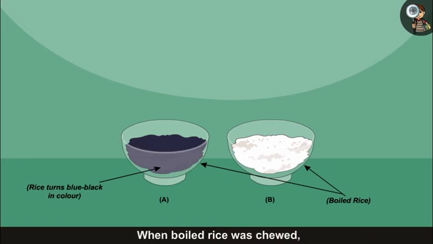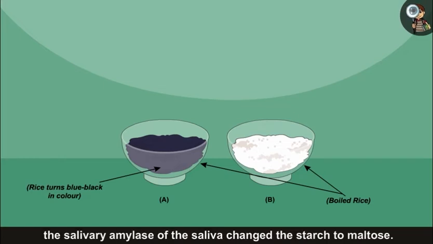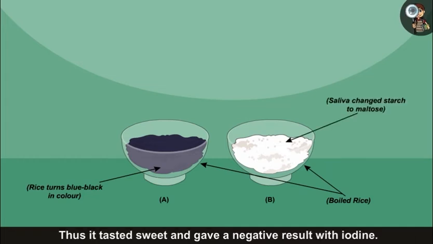When boiled rice was chewed, the salivary amylase of the saliva changed the starch to maltose. Thus it tasted sweet and gave a negative result with iodine.